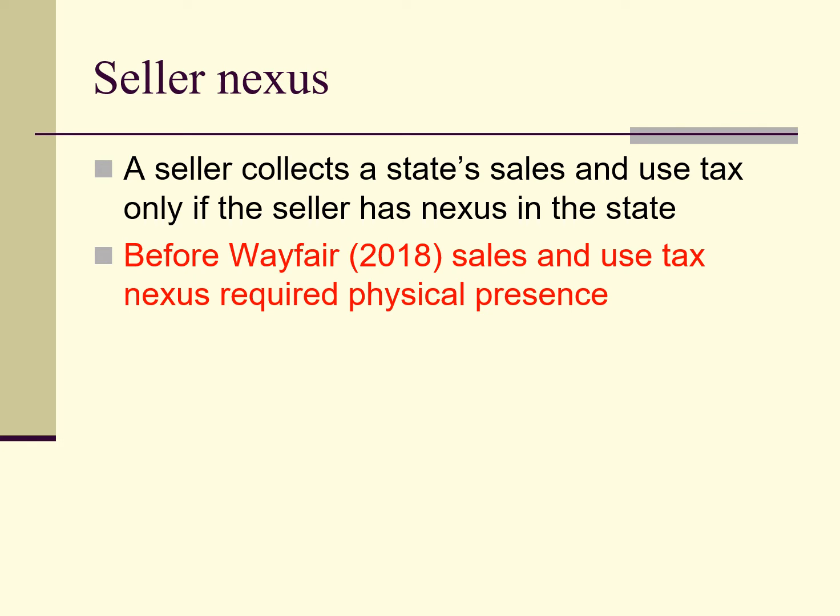After Wayfair, physical presence is not required. The leading case that sets the physical presence requirement is Quill versus North Dakota. In that case, a mail order company, Quill, sold substantial numbers of products to customers in North Dakota. The state asserted that Quill had to collect the state's use tax, despite the fact that Quill had no offices or personnel in the state. The court held that Quill had to have physical presence in the state before the state had the right to require Quill to collect tax.